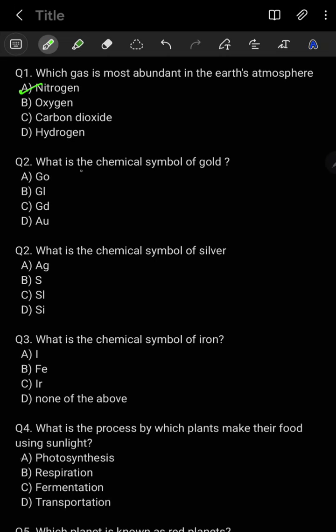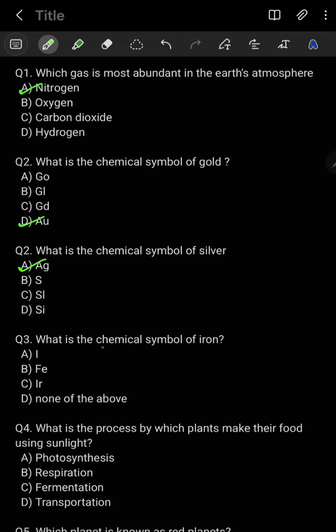Question number 2. What is the chemical symbol of gold? The chemical symbol of gold is Au. So option D is the correct option here. Next, question number 2. What is the chemical symbol of silver? The chemical symbol of silver is Ag. So option A is the correct option here.